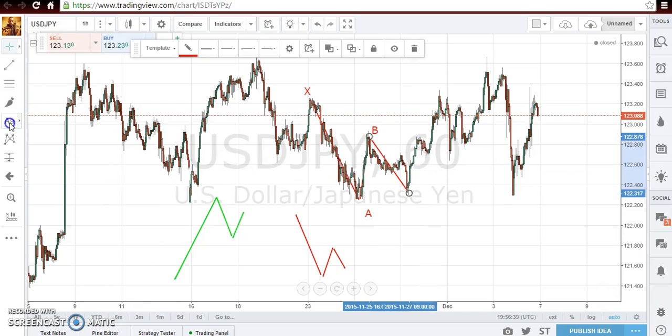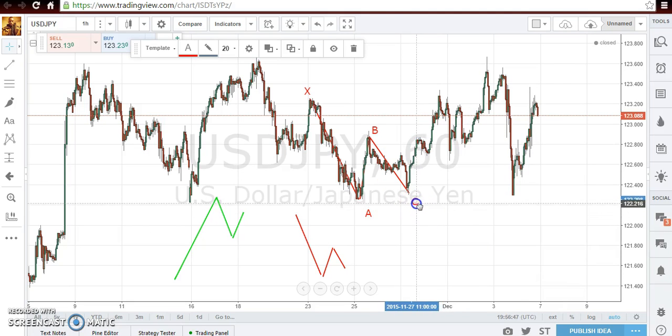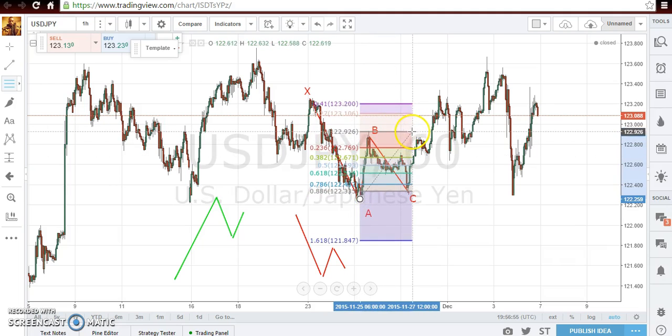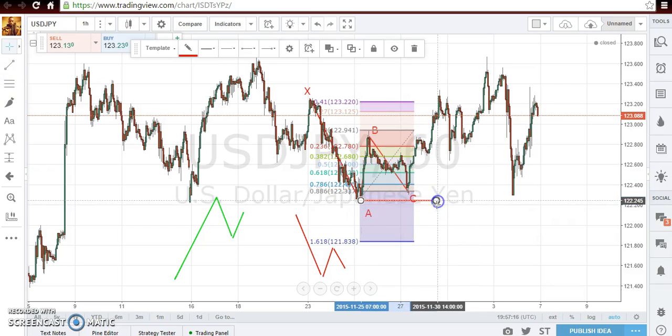And if you remember our rule for making sure that this C leg is valid for a Gartley pattern, if we bring in a Fibonacci retracement tool, A to B, the rule says that for C to be valid for a Gartley pattern, it must touch the 382 retracement, and it can go on and touch any other retracement line after that, as long as it doesn't cross A. So let me just put a red dotted line.